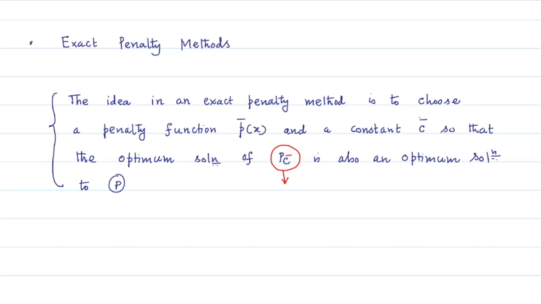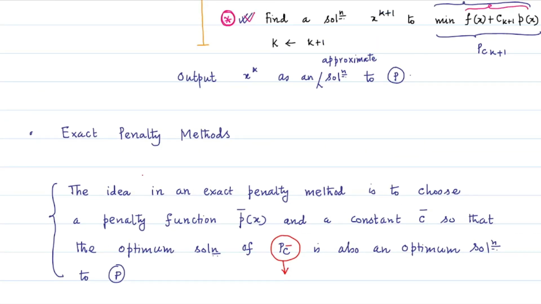Once this can be possible, figuring out C bar and P bar, so that an exact solution of PC bar is also an exact solution of capital P, then we can just endeavor to solve somehow the problem PC bar, and accordingly you will get a solution to the problem capital P.